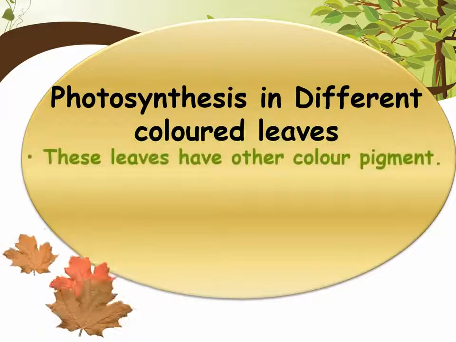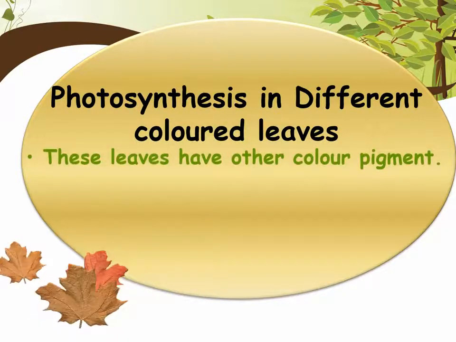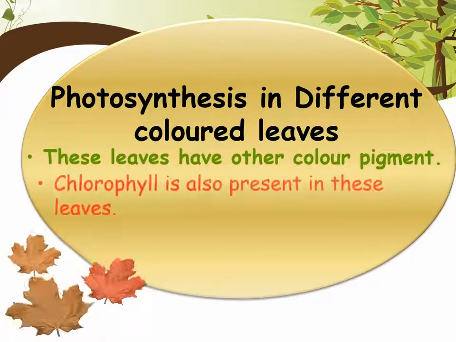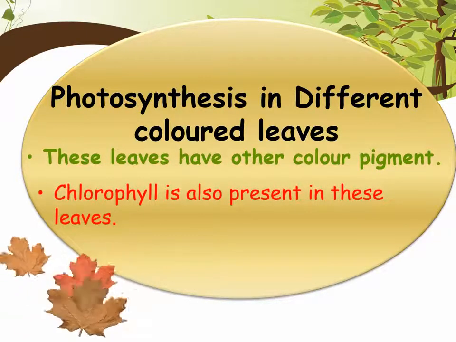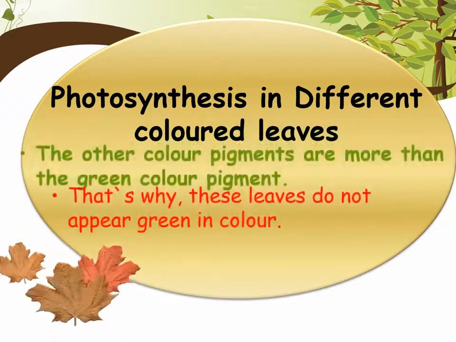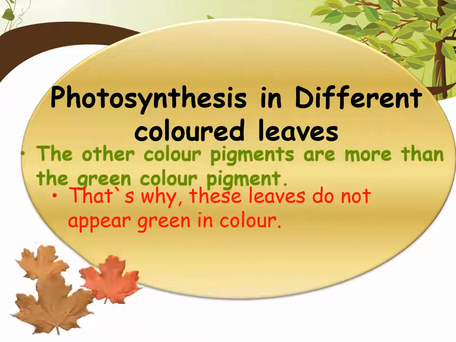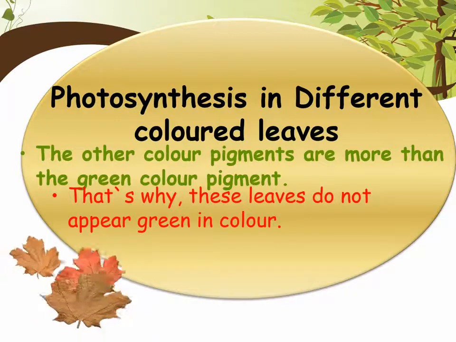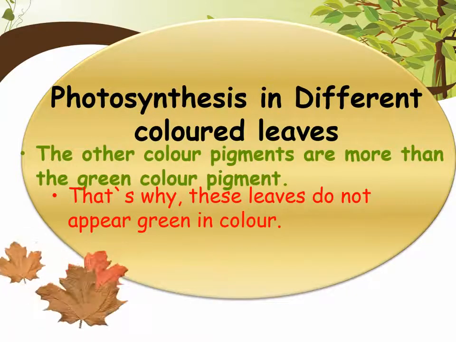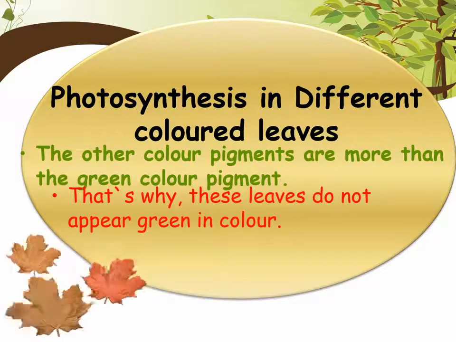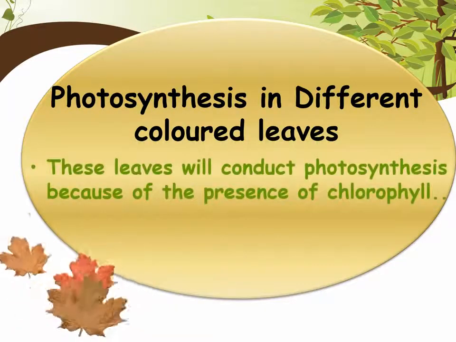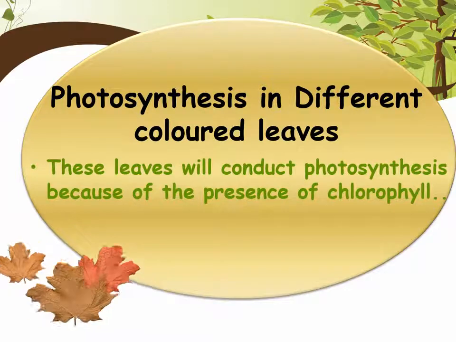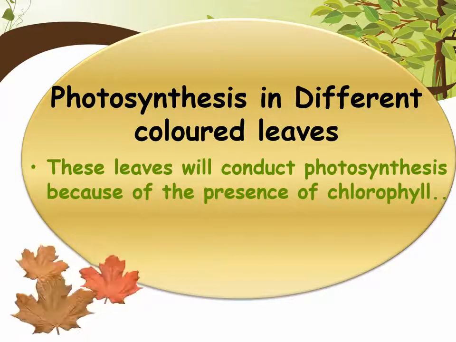The leaves of different colors have other color pigments, but chlorophyll is also present in such leaves. However, the other color pigments are more than the green color pigment. That's why these leaves do not appear green, but still they conduct photosynthesis because of the presence of chlorophyll.